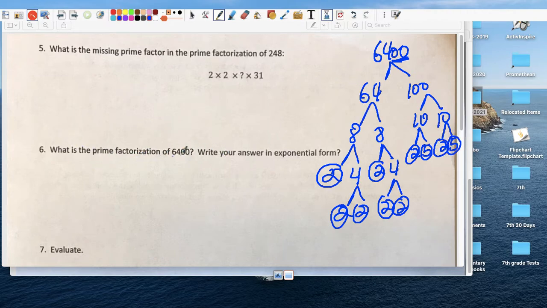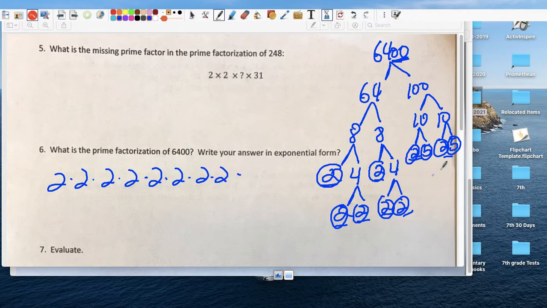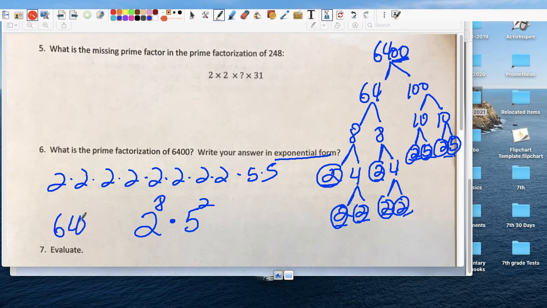First of all, it's 1, 2, 3, 4, 5, 6, 7, 8 2's. Times how many 5's? 2 5's. Times 5 times 5. Well, nobody likes to write it like that, so let's write it in exponential form. It'll be 2 to the 8th power times 5 to the 2nd power. So 6,400 equals 2 to the 8th power times 5 to the 2nd power. Okay?